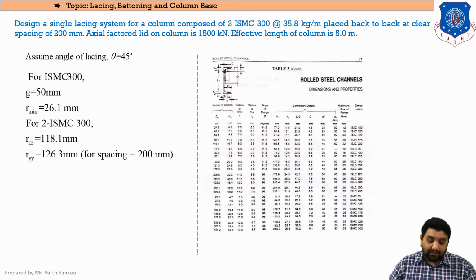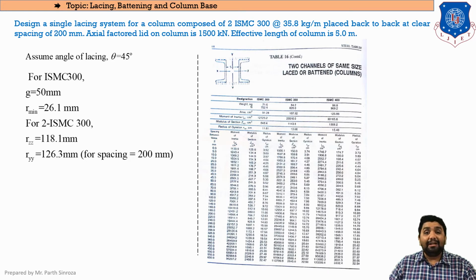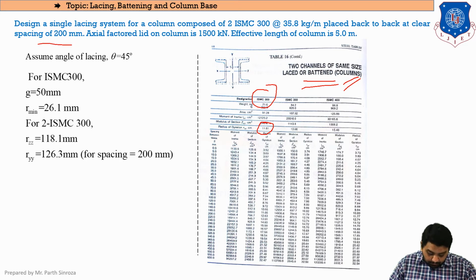Now we'll be requiring the data for the double channel section. For double channel sections, we will be moving on to page 68 of your steel table. On page number 68, you can see that ISMC 300 is mentioned for two channels of the same size, either laced or battened, and it is mentioned for columns. We are designing these two cases also. So here we will be requiring two values. The first is the radius of gyration rzz, that is 118.1 mm, and the spacing is already given in the question. So for 200 spacing, the value of our ryy will be 126.3. These two values we will require from the steel table regarding our double channel section.